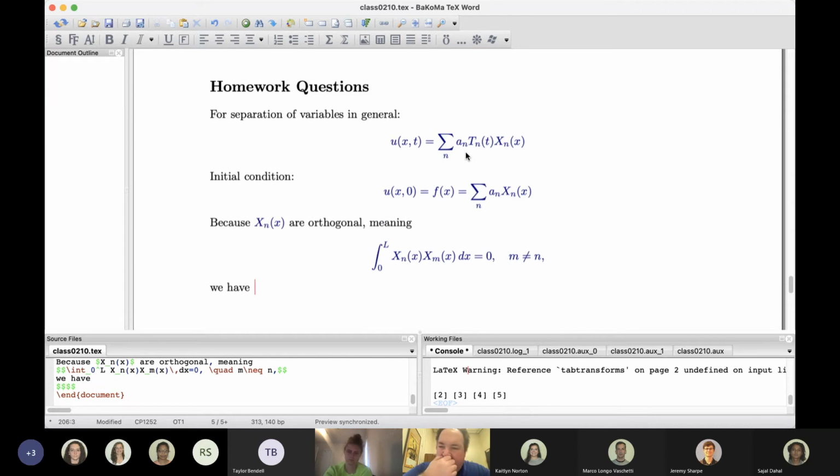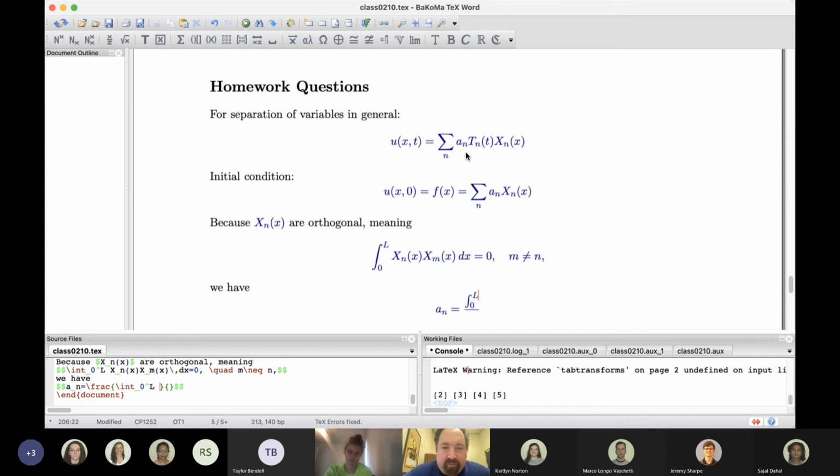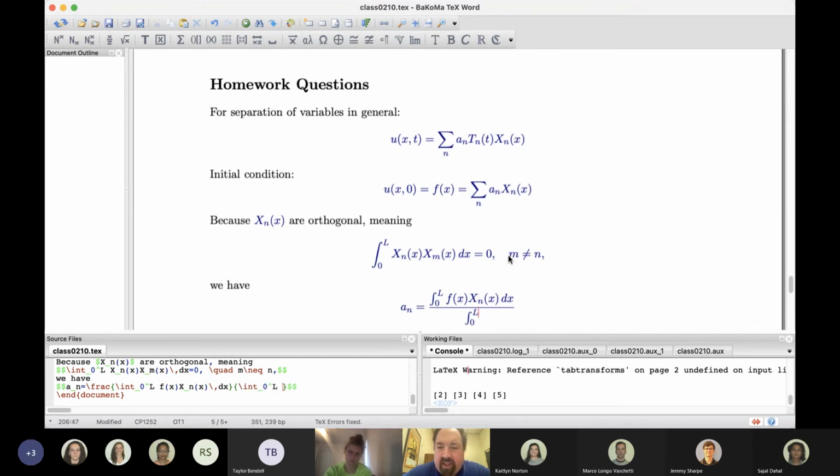I mentioned this, it actually came up in Monday's lesson, but that was about non-homogeneous PDE. Something similar applies here, even if homogeneous. So your coefficient is the integral up top where you have your initial data times your X solution, and then down below is where you set m equal n, so you have X_n of x squared dx.